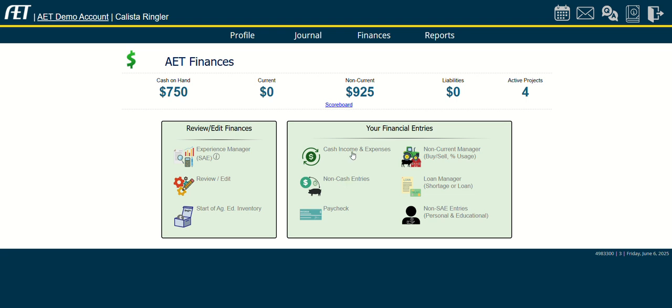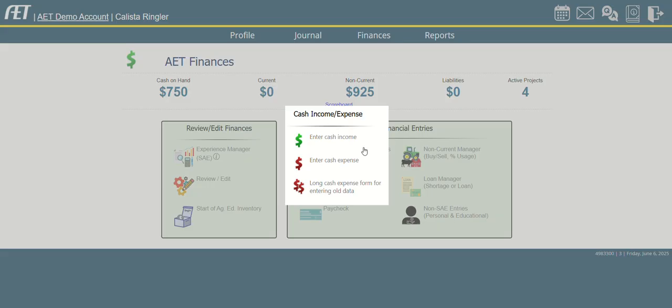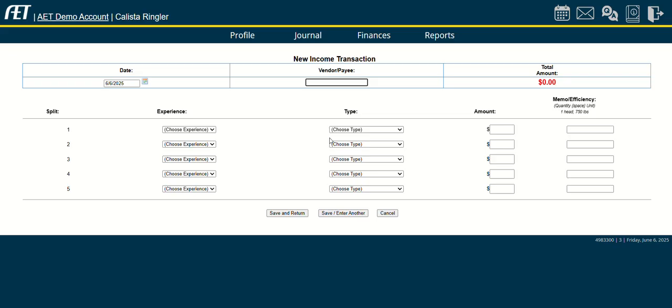So the one that all of you will use as an ownership is going to be the cash income and expenses. So once I hit that, I have the option of entering in an income, an expense, or a long expense from entering old data. So ideally you're doing this as you go. So we're going to stick with the cash income and cash expense. Let's start with recording some income.